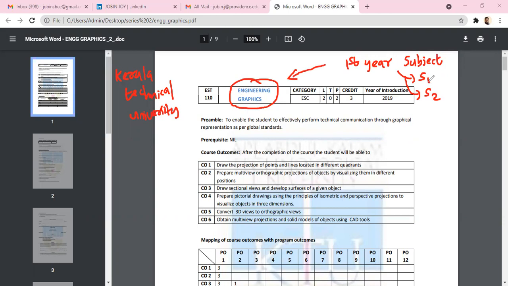Actually, 50% of the students will take Engineering Graphics in one semester and 50% in the next semester, like that. So Engineering Mechanics and Engineering Graphics, 50% students each. And the category is Engineering Science. This is the subject code, EST 110.